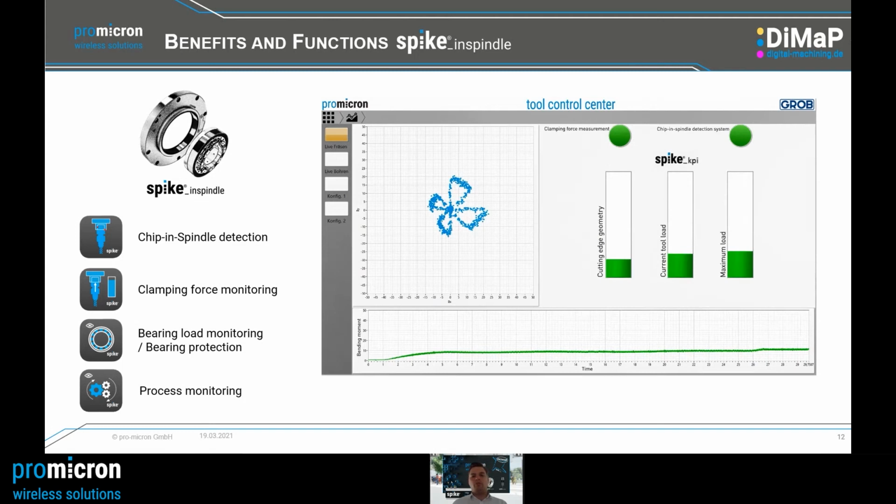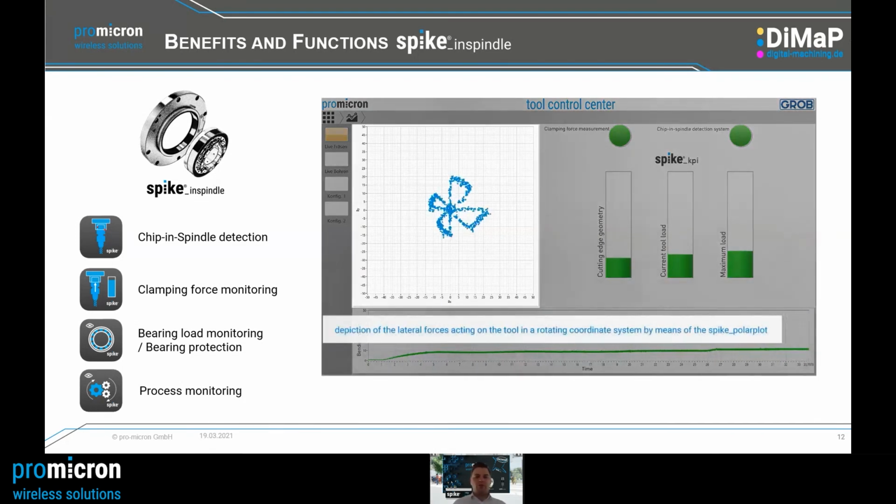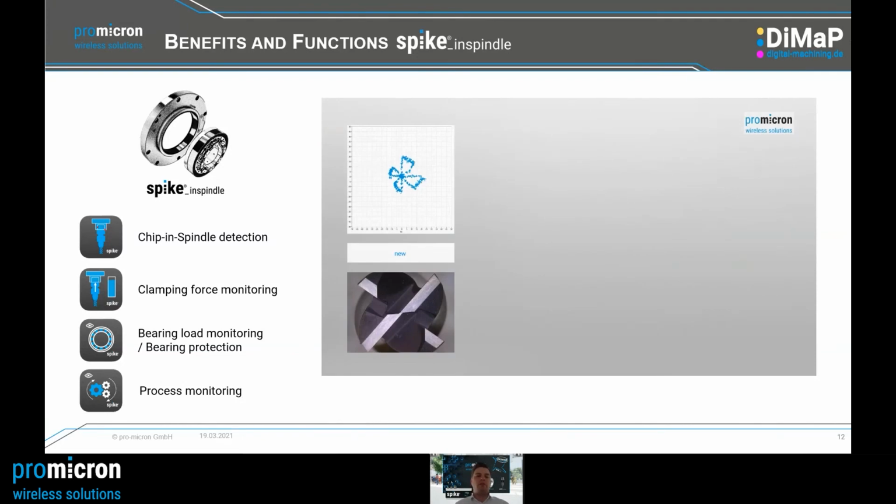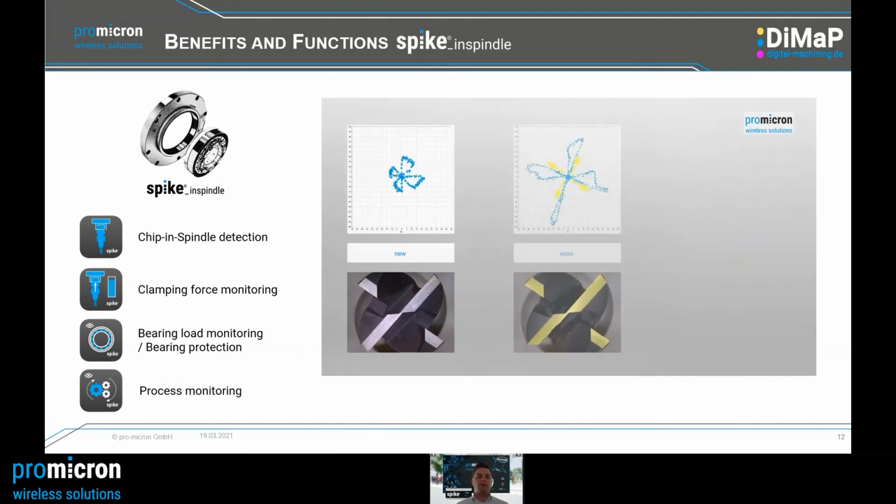This is the concept which I have said, that with the Spike in Spindle, we can detect the forces as well. Like with the Spike Mobile, we use KPIs to analyze them. And now the benefit is it's all included in one system and directly from the spindle. So you have it on all tools.